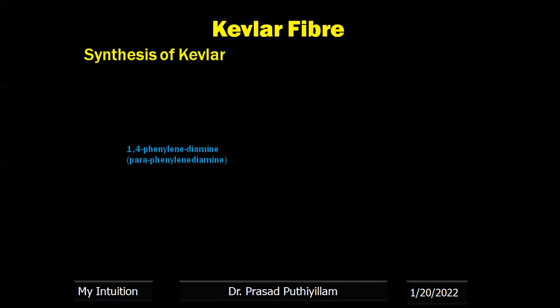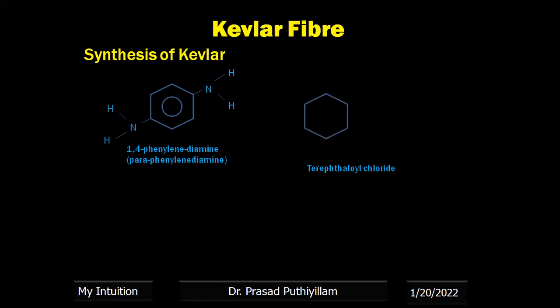Synthesis of Kevlar. Kevlar is prepared from one of the monomers, 1,4-phenylene diamine or paraphenylene diamine. I am drawing the paraphenylene diamine structure: H2N-C6H4-NH2. And terephthaloyl chloride, whose structure I am drawing: C double bond O Cl, a benzene ring, and another C double bond O Cl. In both cases they are at para positions to each other, on opposite sides of the benzene ring.